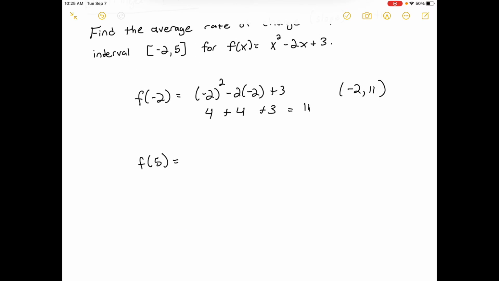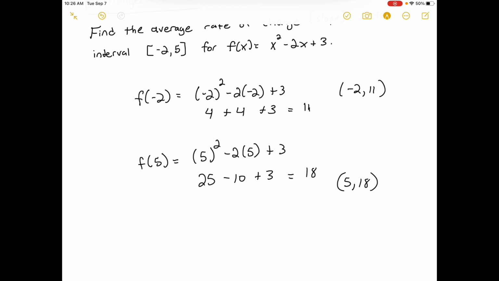Alright, now let's find the output when the input is 5. So plugging in a 5 for x, square the 5, multiply -2 times 5, and add the 3. That's going to give me an output of 18. And so my coordinate here will be 5, 18.